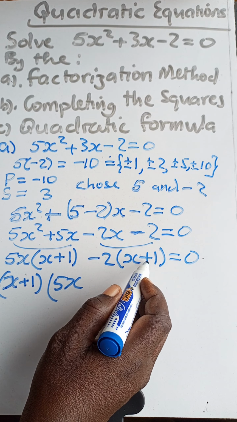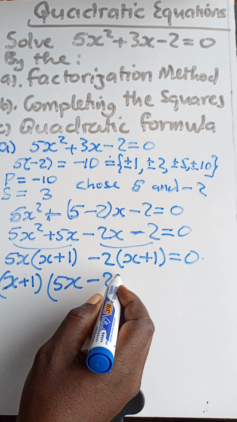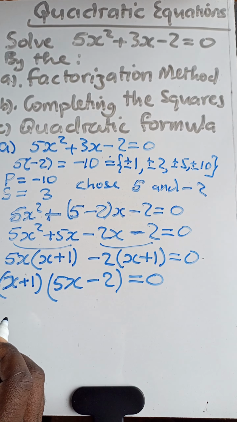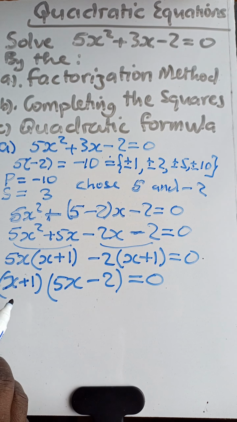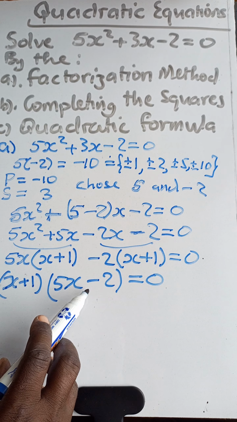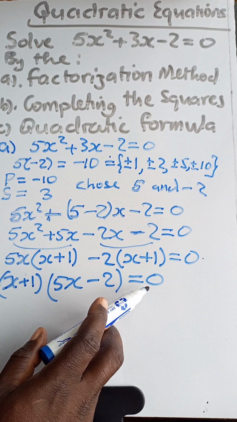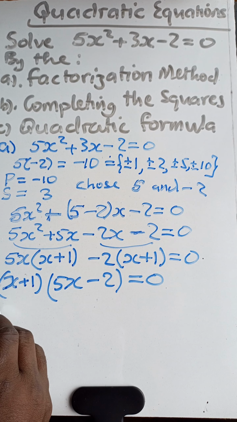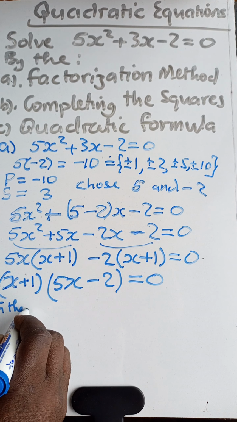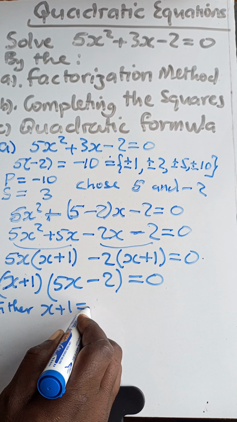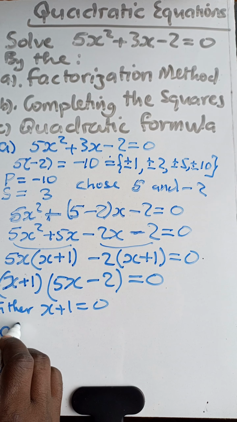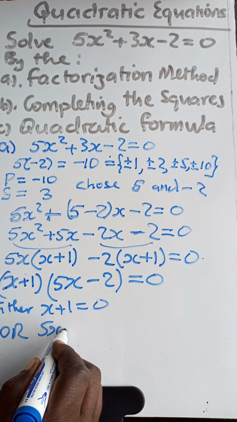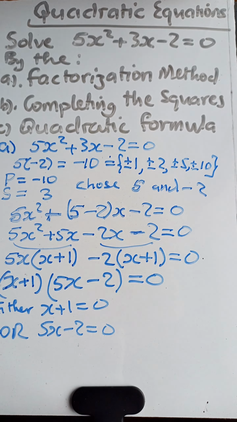When we remove x plus 1 from here, we're left with negative 2. Now we have this factor multiplied by this factor giving us 0. This product giving us 0 means either x plus 1 is 0 or 5x minus 2 is 0.